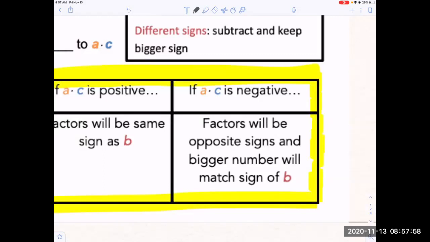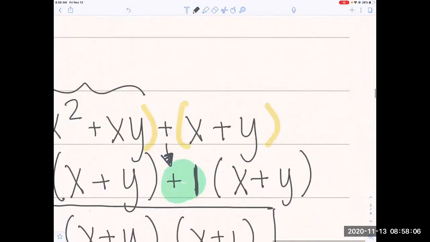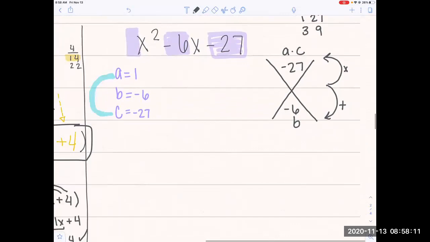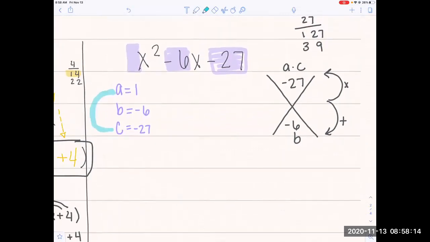I told you on that chart that the bigger number of the factors will be the same sign as B. Going back to my example, I have negative 27. The two numbers that could get me to 6 are 3 and 9. I know my signs are going to be opposite, and the bigger number is going to match the sign of B. Well, B is negative, so that means 9 has to be negative and 3 has to be positive.